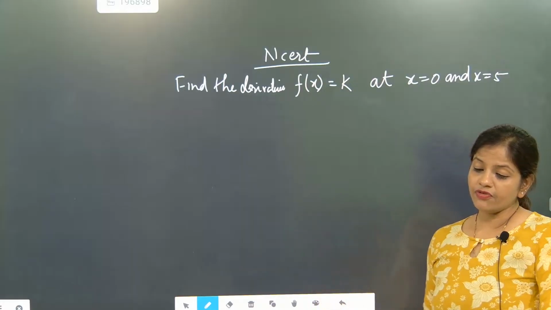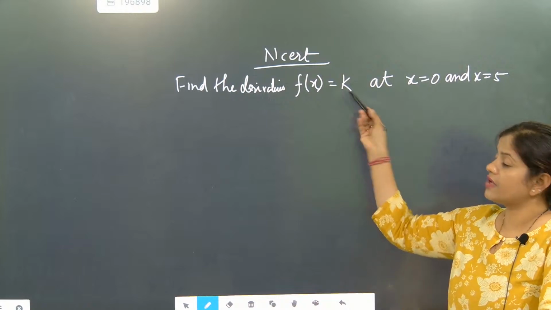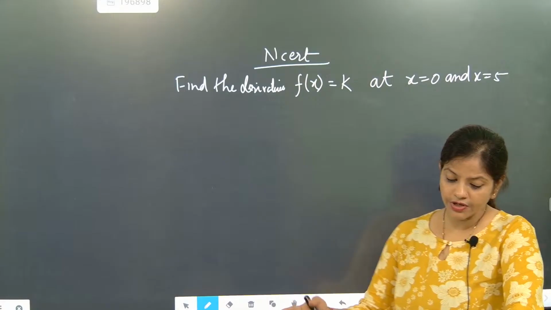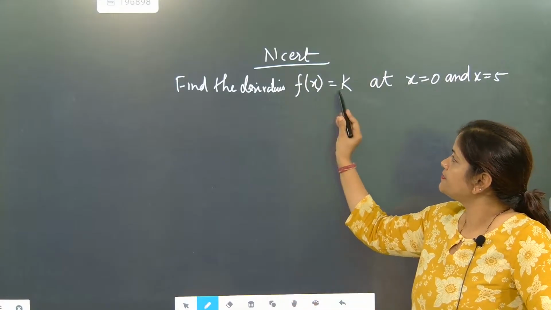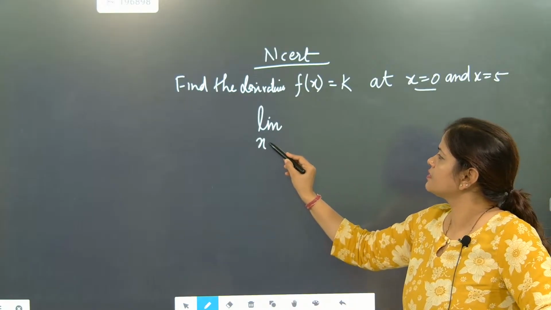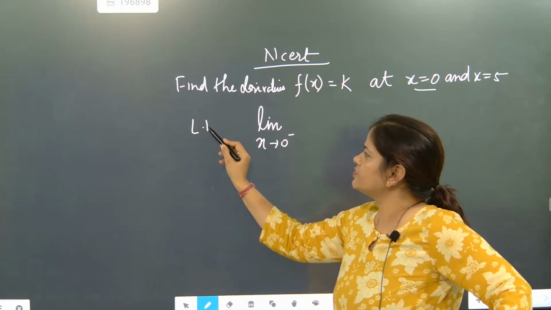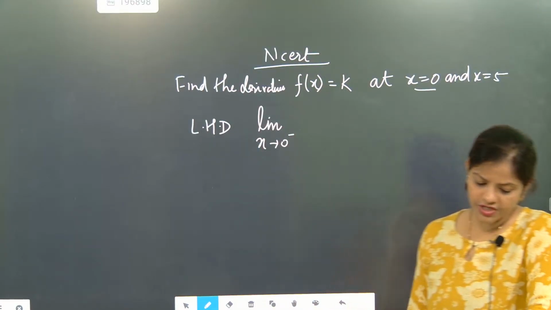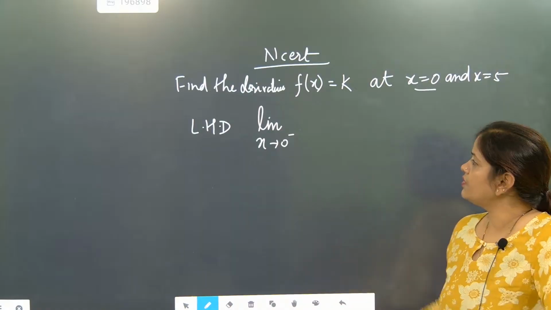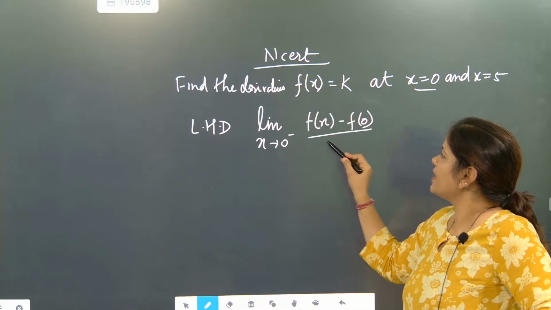f of x is k, given. So how are you going to proceed here first? f of x is equal to k, a constant. In a constant, how can you put x is equal to 0? Is it going to work? What is f of 0? So here, first, limit x tends to 0 minus, correct? So when we are going to check the left hand derivative, what are we going to write? Left hand derivative, f of x minus f of 0 by x minus 0.